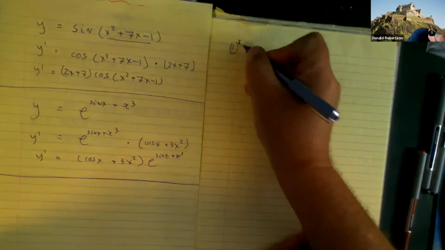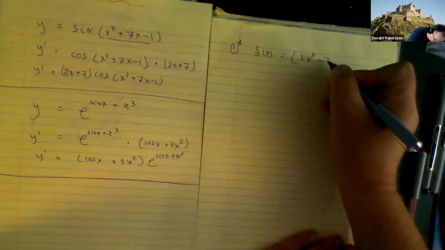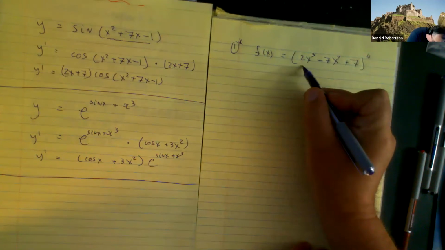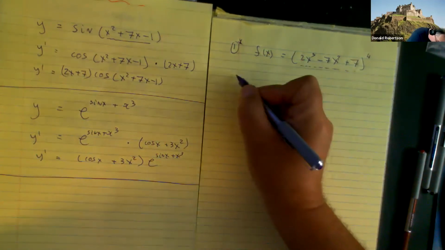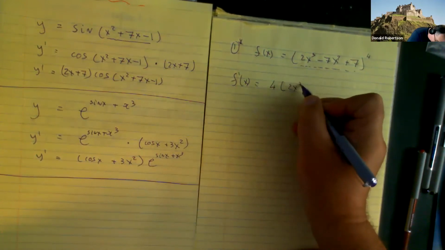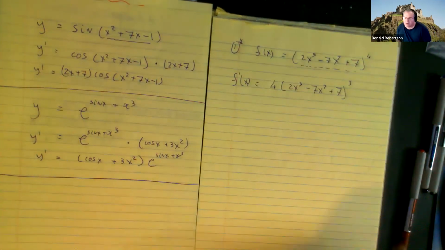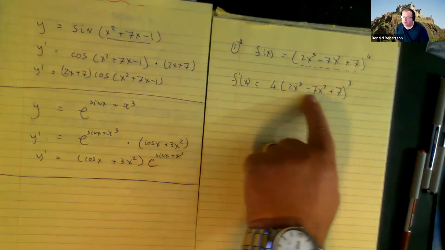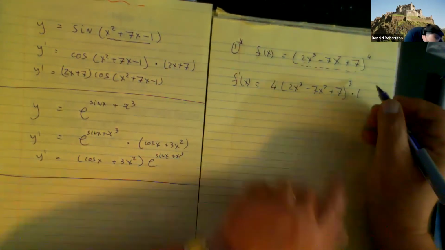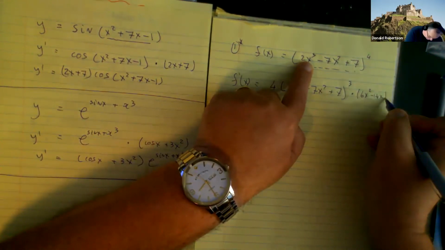This is a version of your homework question 1. We have 2x cubed, take away 7x squared plus 7, to the power of 4. This is the inside function. So if you want to differentiate it, it's 4 times the inside function to the power of 3. Would you agree that's basically the power rule? And then you always finish with times the derivative of the inside function, which in this case is 6x squared, take away 14x.